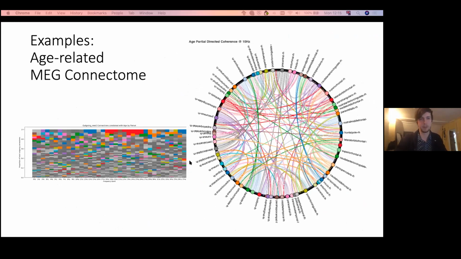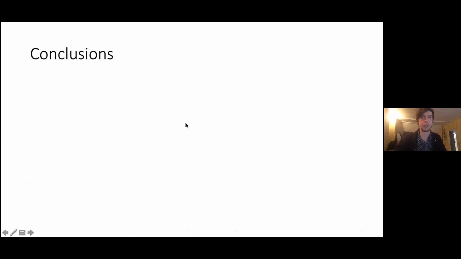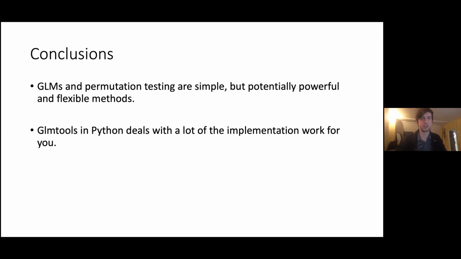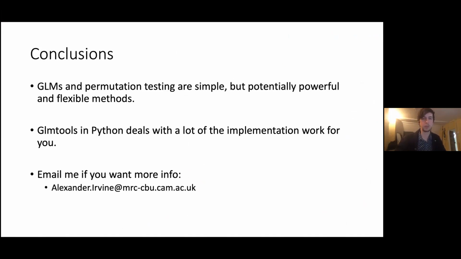So anyway, in summary, because I'm running over a little bit, GLMs and permutation testing are simple but potentially powerful and flexible methods. You can use GLM Tools to do this in Python, which deals with a lot of the implementation for you. And if you want any more info about this, then you can email me at this email address. That's it. Thanks for listening.